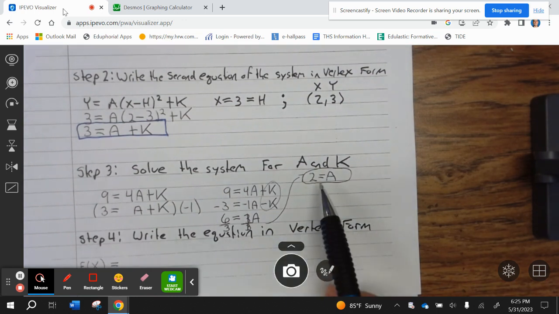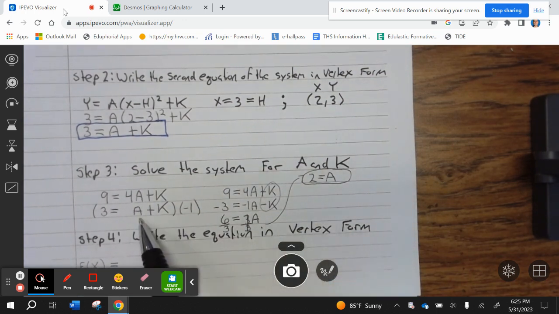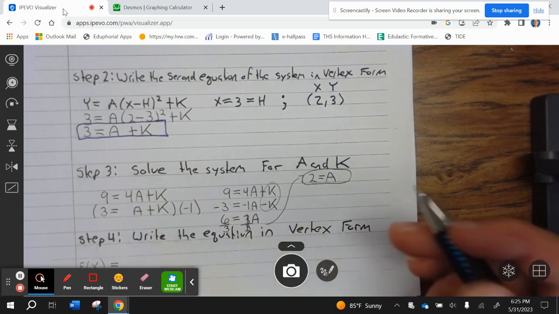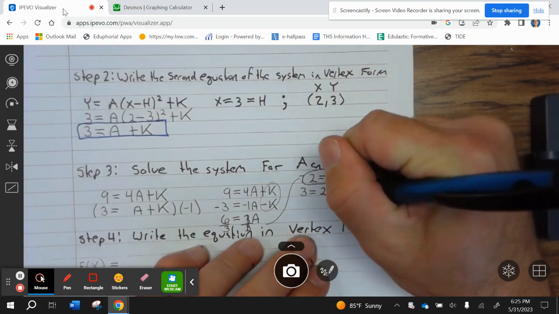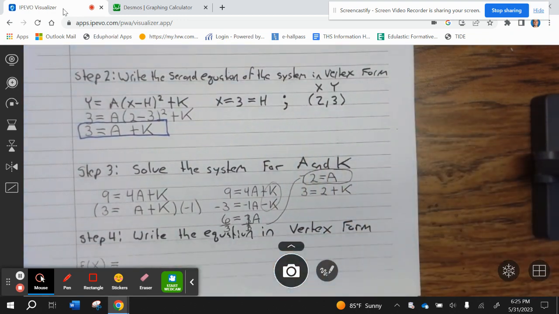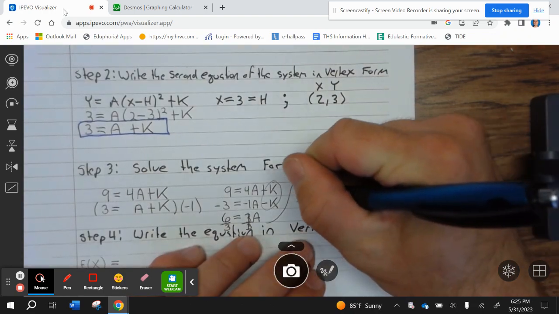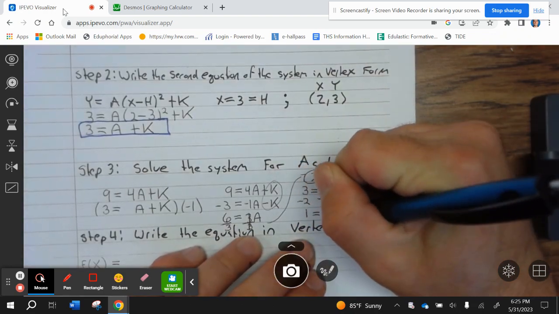Now all we need to do is plug 2 back into one of these equations and solve for k. I'm going to plug it into this one because k is by itself, it's easy. So 3 equals a, which is 2, plus k. Subtract 2 from both sides. K equals 1.